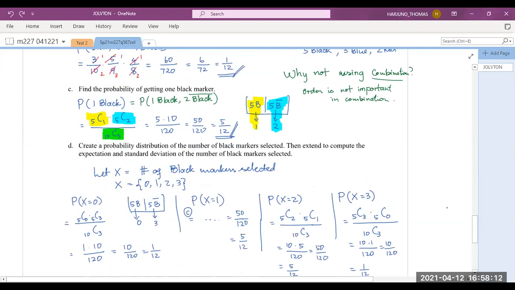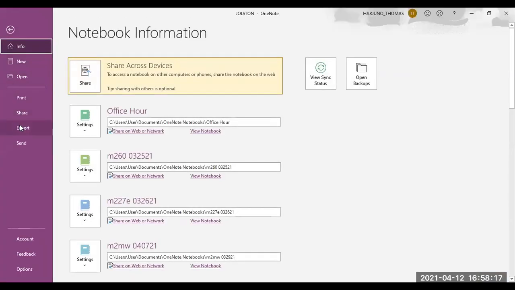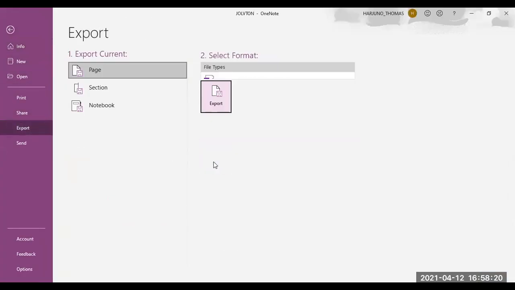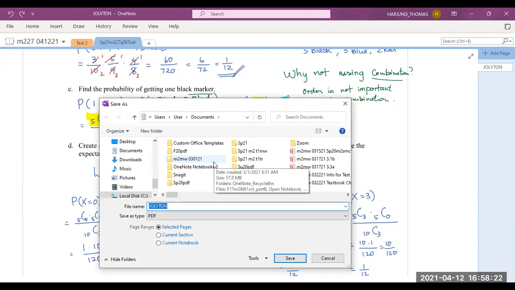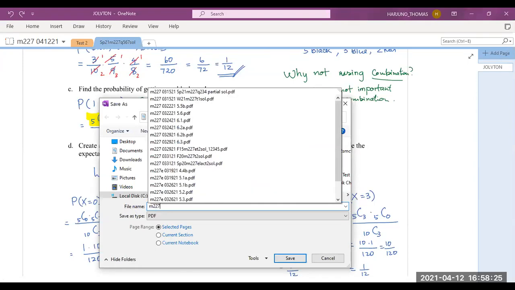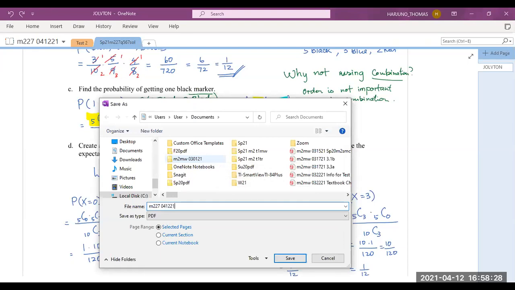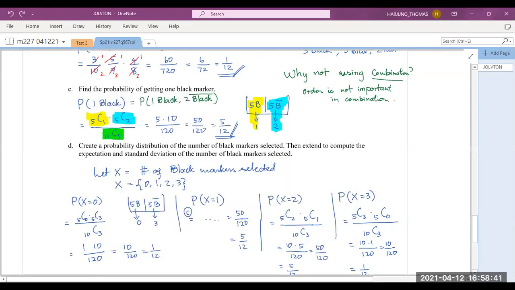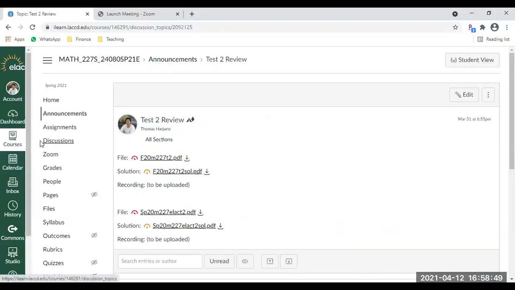Now, I hope that's good enough. Any question, by the way, from here? Let me save it. This is Math 227, 04-12-21, Spring 21, Math 227, quiz 567 solution. And let me post it on your quiz. Give me a second.